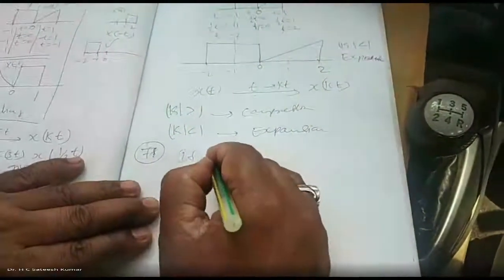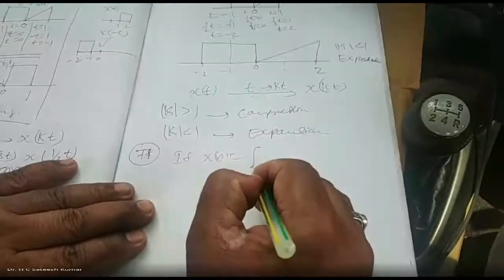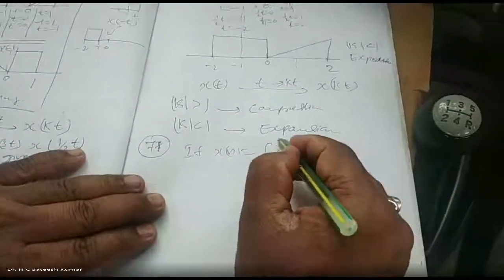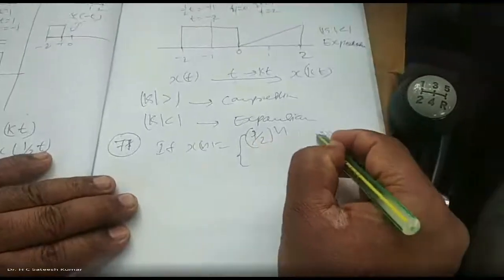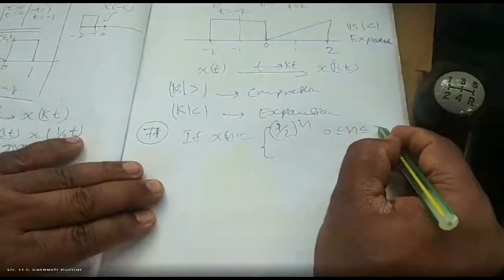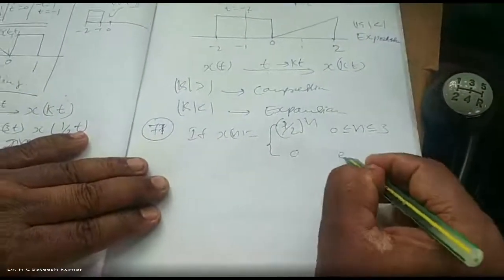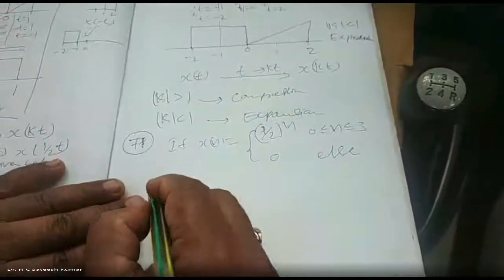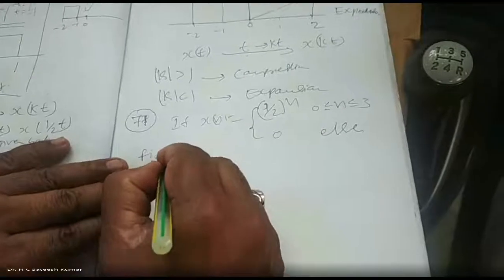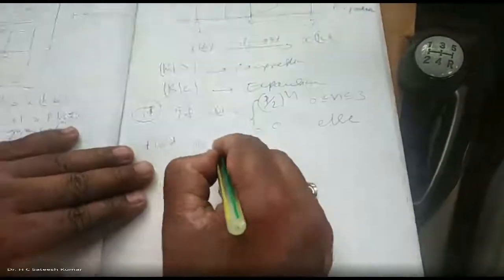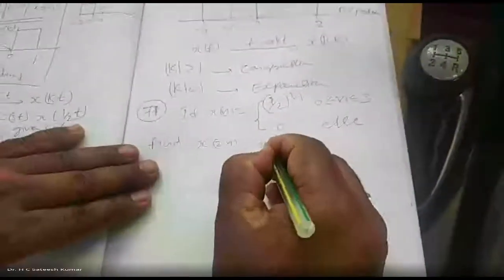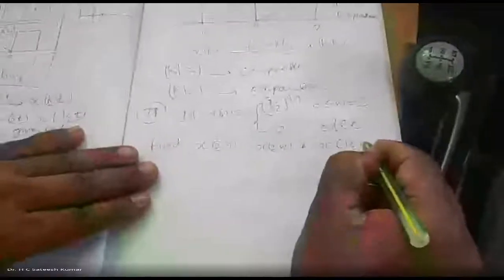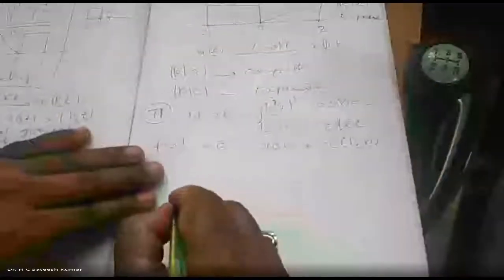If x of n is equal to half to the power of n, where n lies between 0 to 3 and is equal to 0 elsewhere, find x of 2n, x of 3n, and x of half n. Okay, right. So I'll write here.